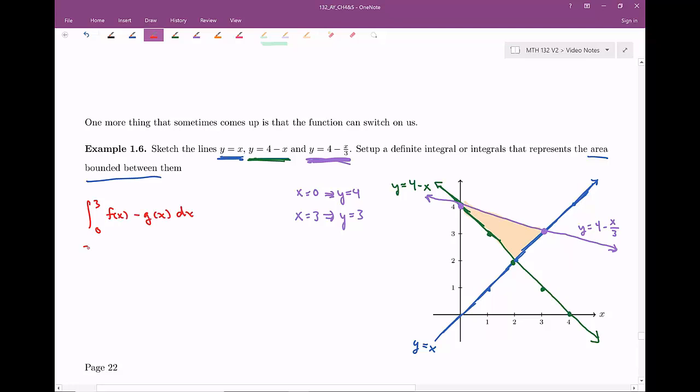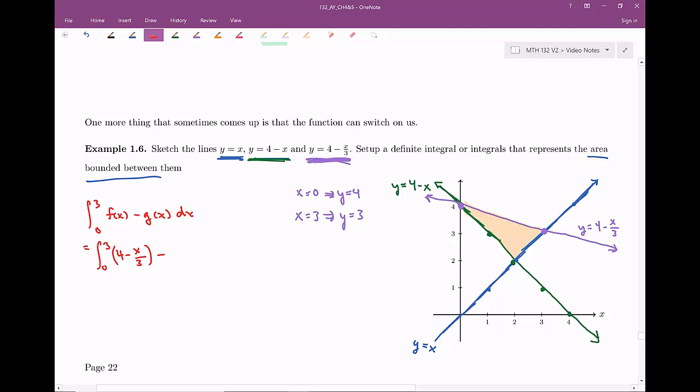So let's see here. From 0 to 3, our big function, the one that has the biggest y values, that's on the top, is this 4 minus x over 3. So I'm going to do 4 minus x over 3. So that's our big function, and now we subtract away our small function. And here's where we run into an issue. Because our small function on this piece right here, as x travels from 0 to 2, our small function is this green one. It's this 4 minus x.